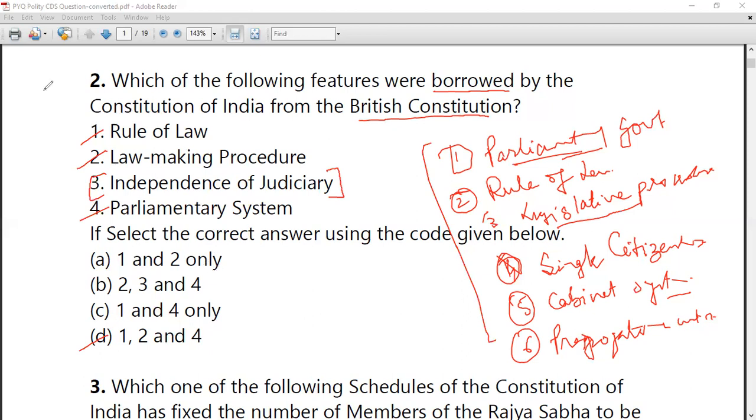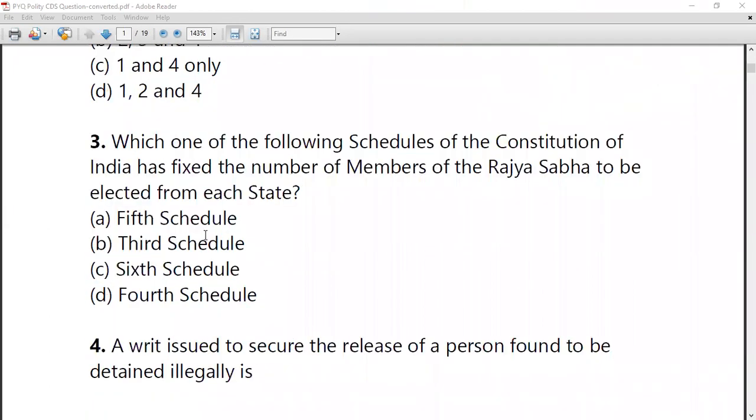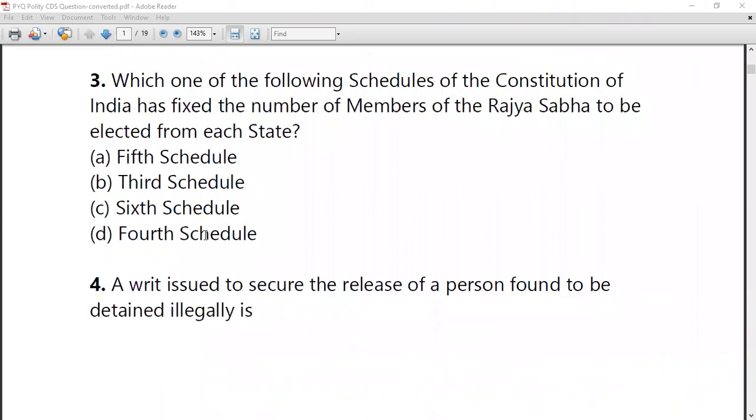Next, we'll discuss the next question: which one of the following schedules of the Constitution of India has fixed the number of members of the Rajya Sabha to be elected from each state? That is the fourth schedule. You should remember this. This is one of the basic questions of Indian polity. That is the 4th schedule. So option D is the correct answer. The 4th schedule of the Indian Constitution deals with the allocation of seats to various states in the Rajya Sabha. You should remember this.